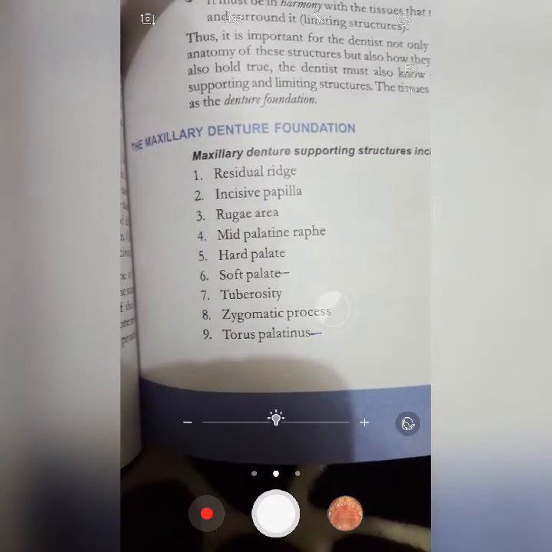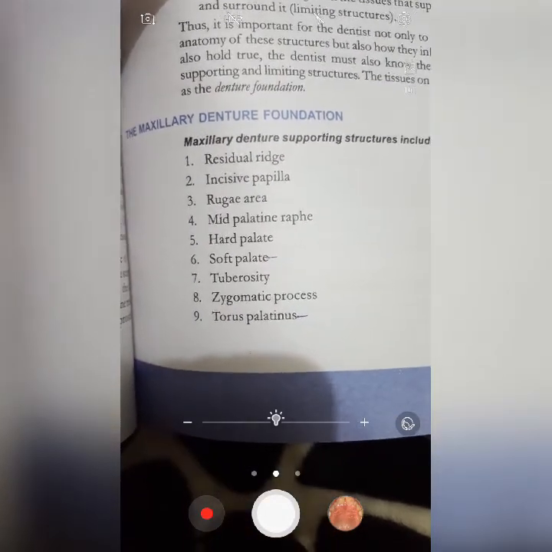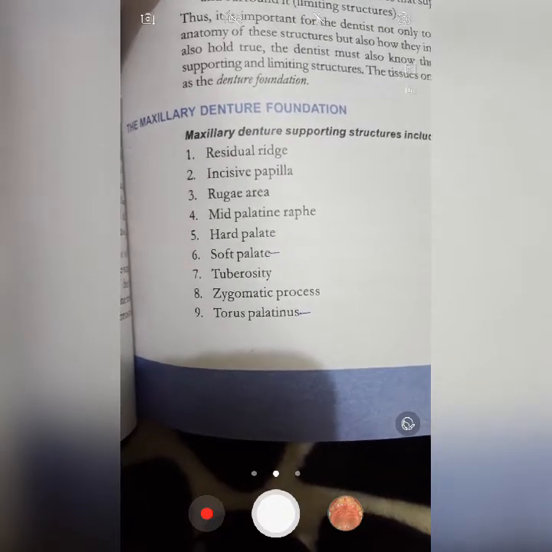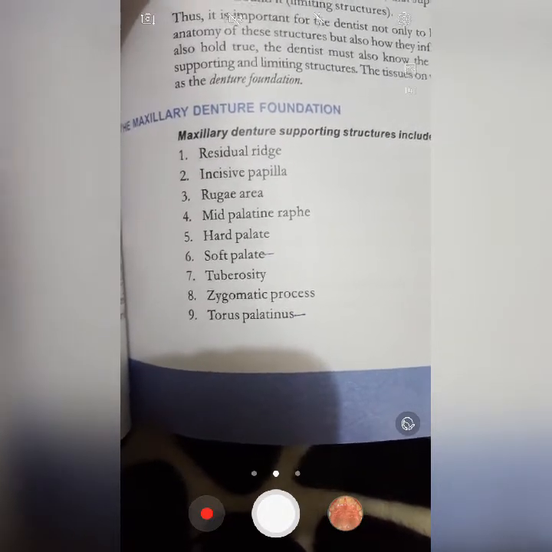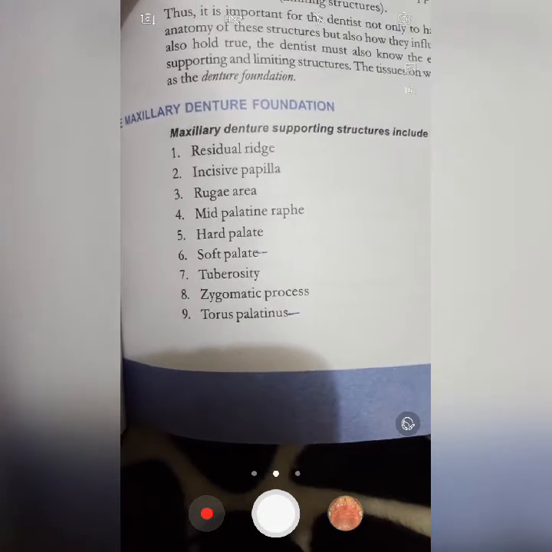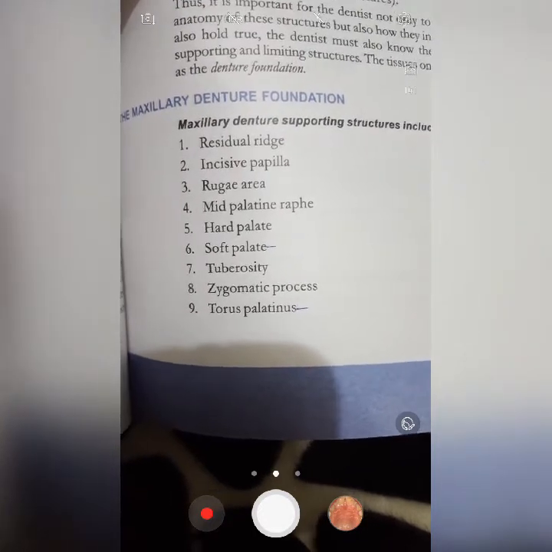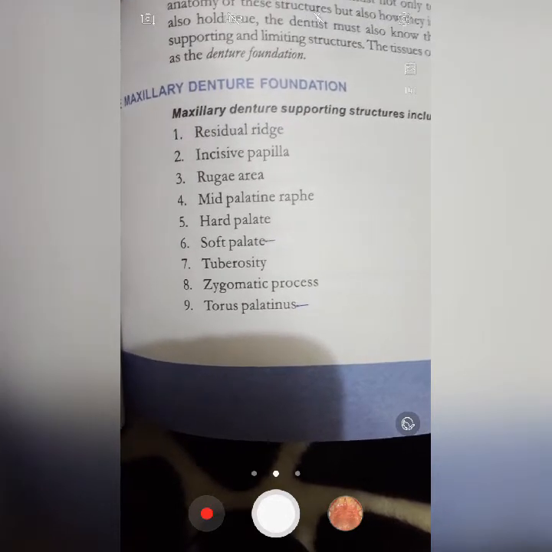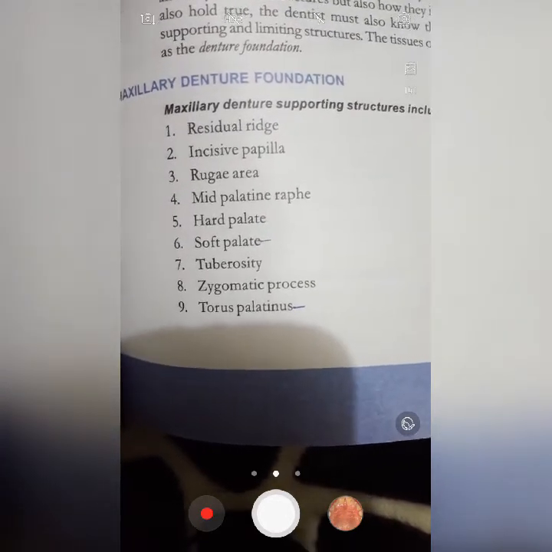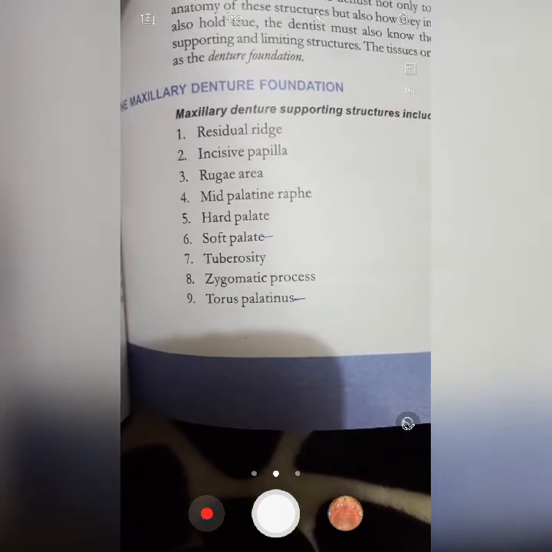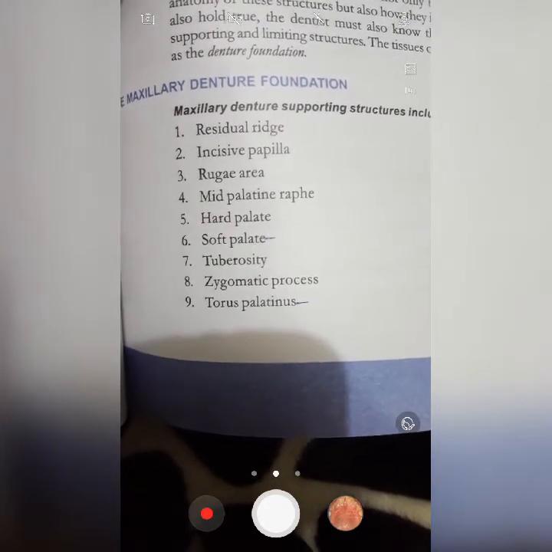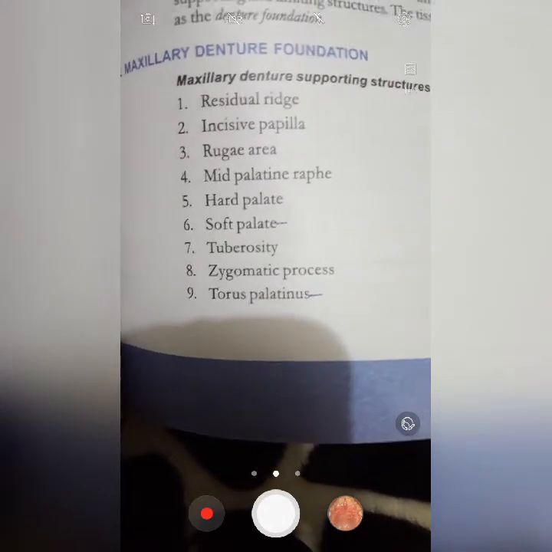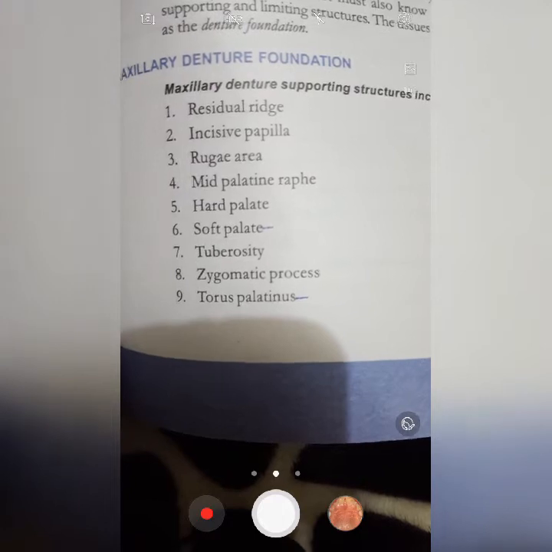So we have the residual ridge, the incisive papilla, the rugae area, mid-palatine raphe, hard palate, soft palate, tuberosity, which is the maxillary tuberosity, the zygomatic process or the malar process, and torus palatinus. So of these 9 different parts of the maxilla, which are almost all of the landmarks of the maxilla, basically this video is also explaining the landmarks of the maxilla.